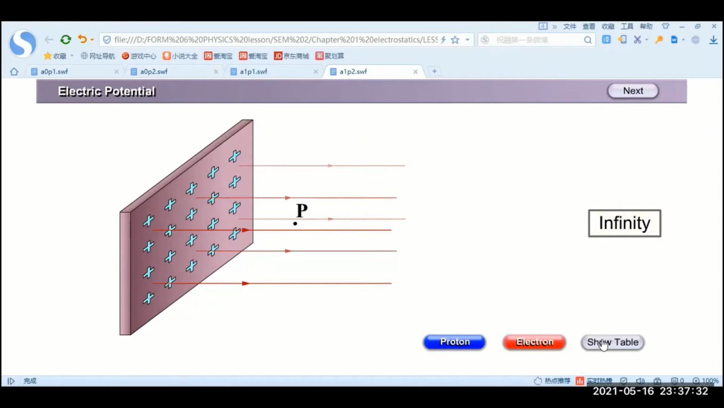Okay. Then how about an electron? If it is an electron, what will happen? Same thing, if the electron is pulled toward the positive charge from a distance of infinity, the negative electron will move straight toward the positive charge.